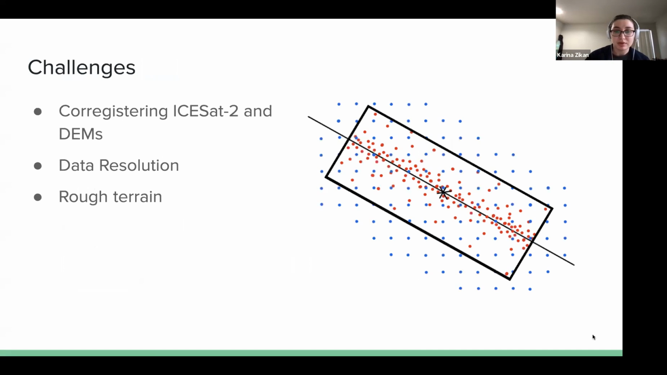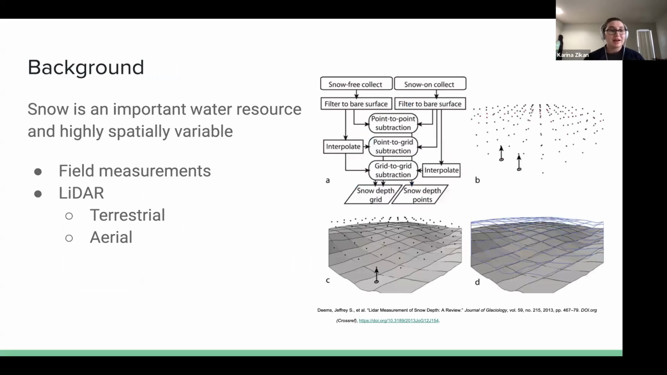Going over a little bit of background on why we were interested in this project. Snow is an incredibly important water resource for many parts of the world. In the continental US, I believe about 70% of the continental US relies on seasonal snow for water.